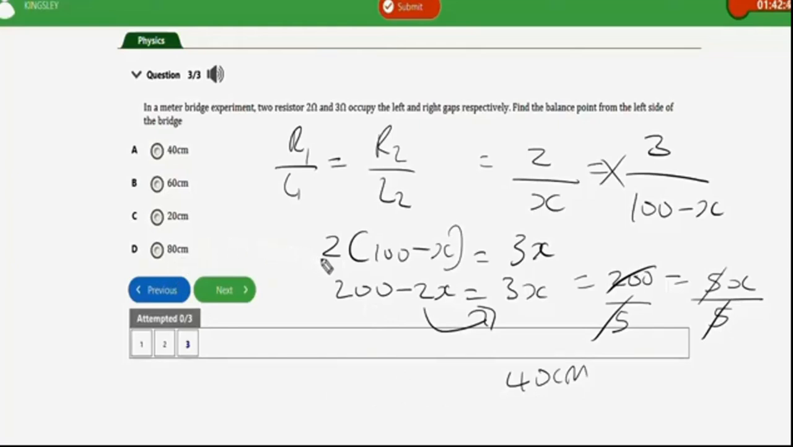This basically can deal with problems and calculations involving meter bridge, which is a subtopic under current electricity for your physics. We practiced with 3 repeated questions under it. Hope there's something interesting from the video. Let's call it a video, guys.